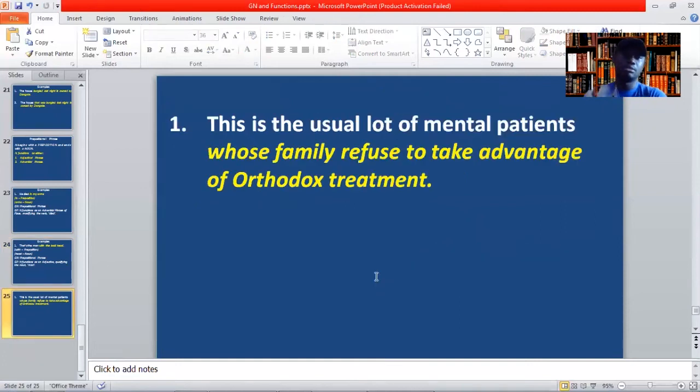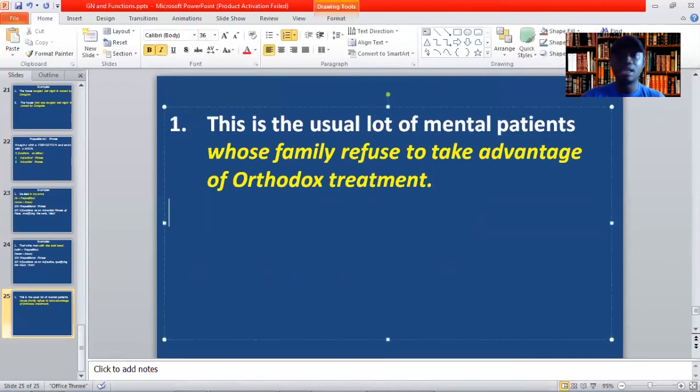Now, let's try this. This is the usual lot of mental patients whose family refuse to take advantage of orthodox treatment. The first thing you do is to look at the words in italics, find out if it's a phrase or clause. Obviously, this is a clause, so you indicate clause. If you look at the words in italics, the clause is being introduced by the word whose, and whose is a relative pronoun that makes it a relative clause.